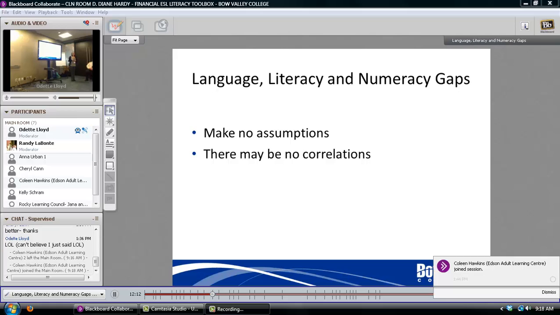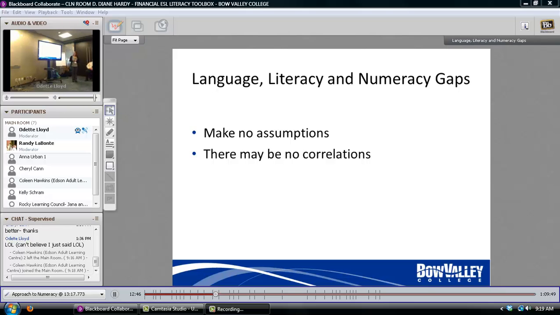So what it came down to is that with language, literacy and numeracy gaps, our approach was really that we made no assumptions. And there may be no correlation. Someone who has fairly high language, which indicates they have many years of education, or maybe past grade 10, may not actually have strong numeracy skills. Sometimes someone with very low language will have very exceptional numeracy skills. It's not a numeracy gap, it's a language gap.